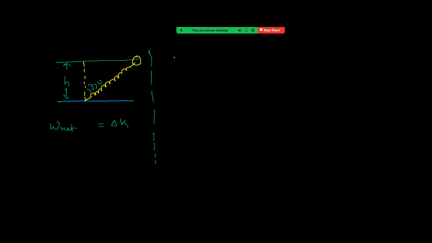So I'm writing here half k x square, elongation initially. How much? This value will be h by cos 37, right? Hypotenuse, that is 5h by 4. So present length 5h by 4, initial length h. So elongation equal to 5h by 4 minus h, that is equal to half mv square.